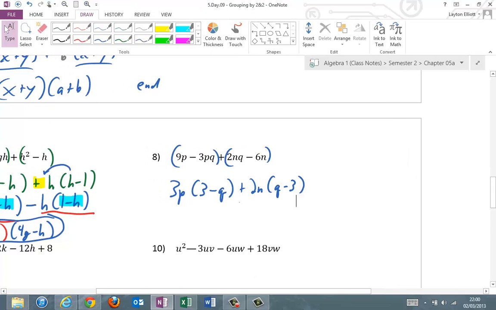So if I do that, my next step is going to be, say, 3p times 3 minus q, and make this a minus. Now I have 2n times 3 minus q. And now the 3 minus q's are identical, so I'm going to pull the 3 minus q's out, leaving behind the 3p minus 2n.